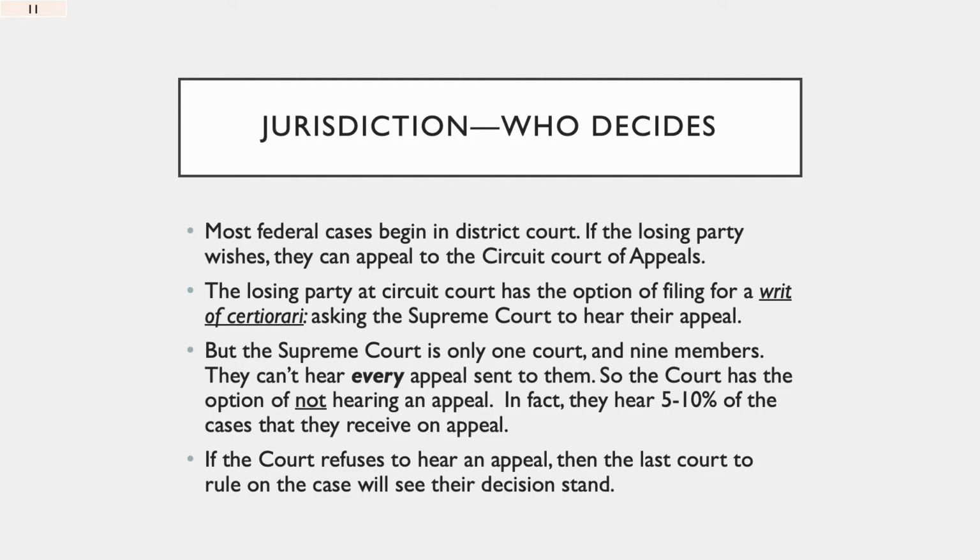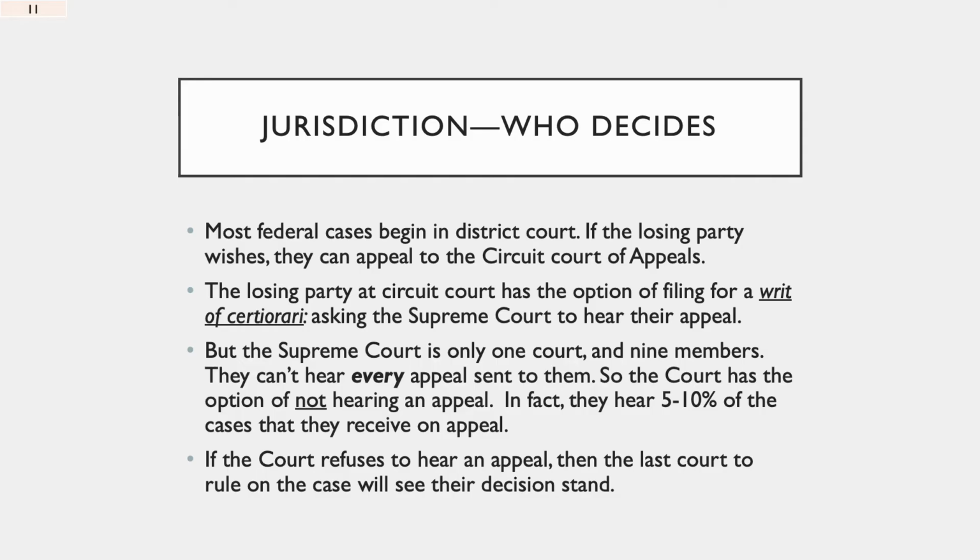Because if you lose at the circuit court, you have the option of filing for, and the reason this is underlined and italicized is it is a term you will need to know, a term called writ of certiorari. That's how that's pronounced, by the way. Certiorari is you're asking for the court to certify that they will hear your appeal. The court has to positively grant you your writ of certiorari. If they do, what they're saying to you is, yes, your case is one that we will hear.